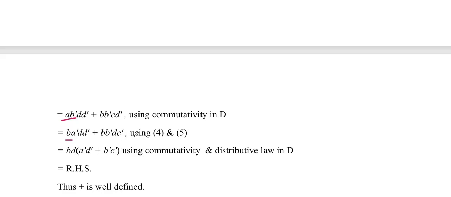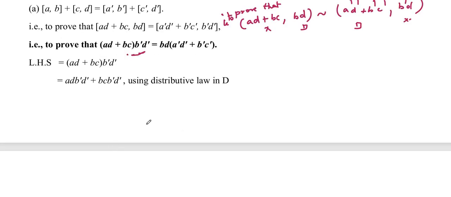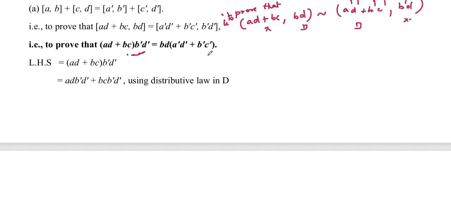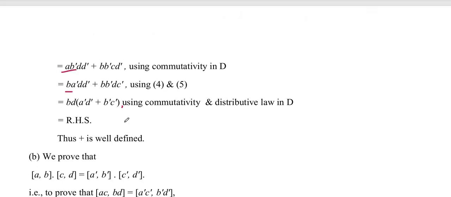See, in each step you write the reason for how that step has come. Only then, when you later define any structure on your own, will the verification go correctly. So you have to reason out each and every step. So that is my RHS: BD times A prime D prime plus B prime C prime. That is our RHS. So addition is well defined.